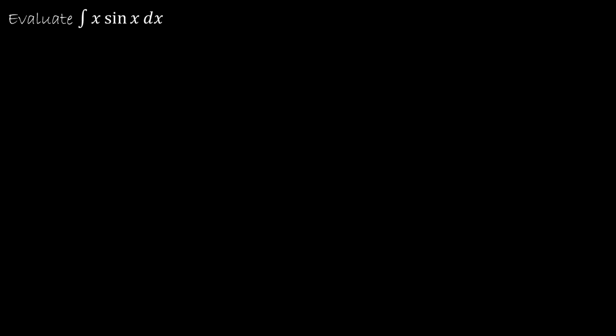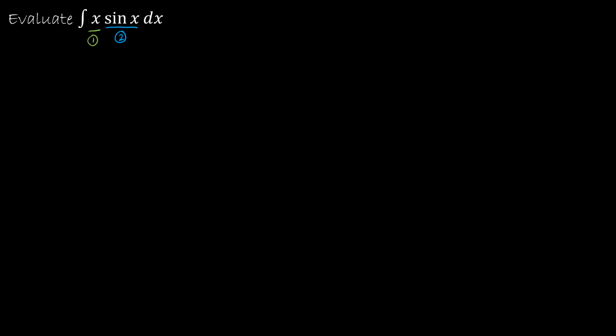Let's take a look at our first example. This is asking us to evaluate the integral of x times sine of x dx. So the first thing you should notice is this is a prime example for using integration by parts, because I have a function here of x, and I have a function here of sine of x. And so I have the product of two functions, and the second function, the sine of x function, is a transcendental function because it's a trigonometric function. So this is exactly the type of question where you would use integration by parts.